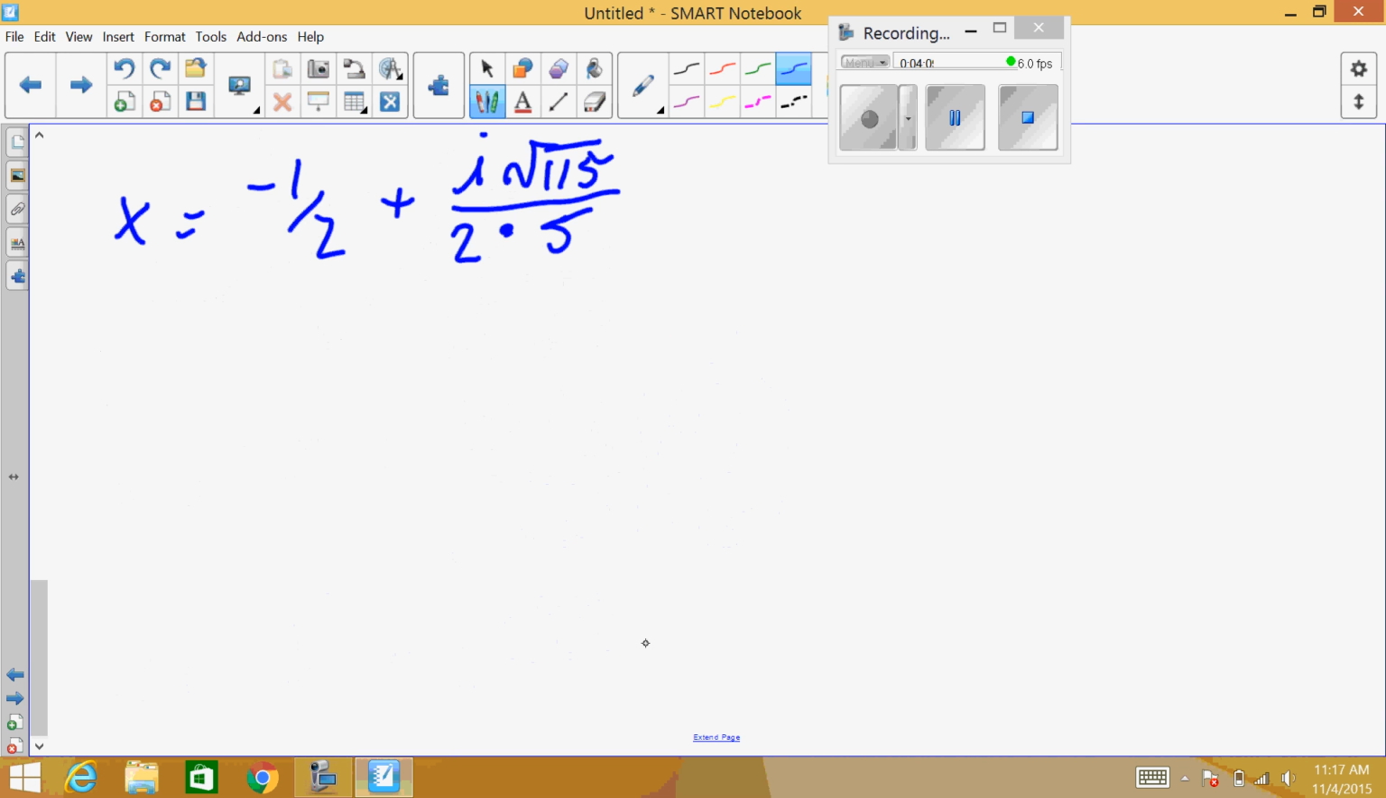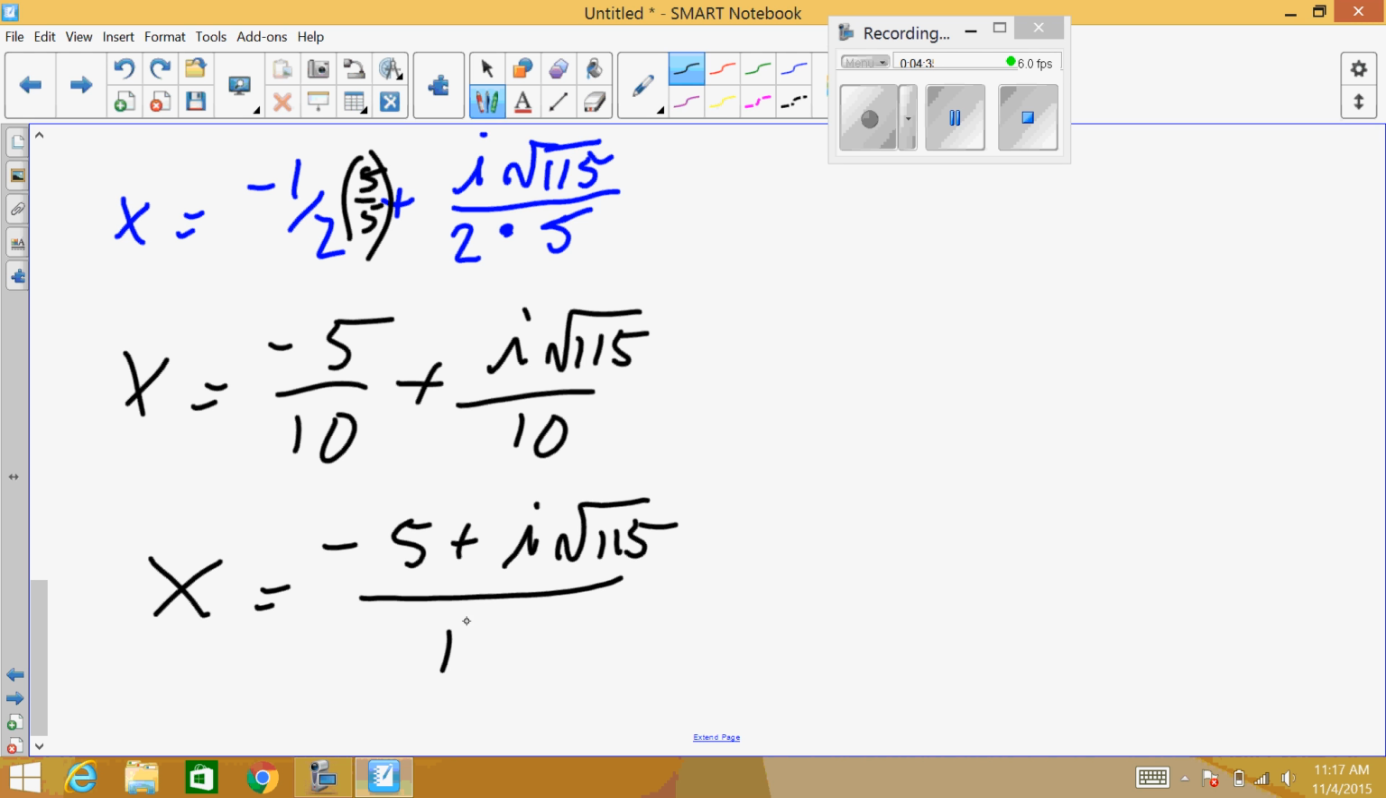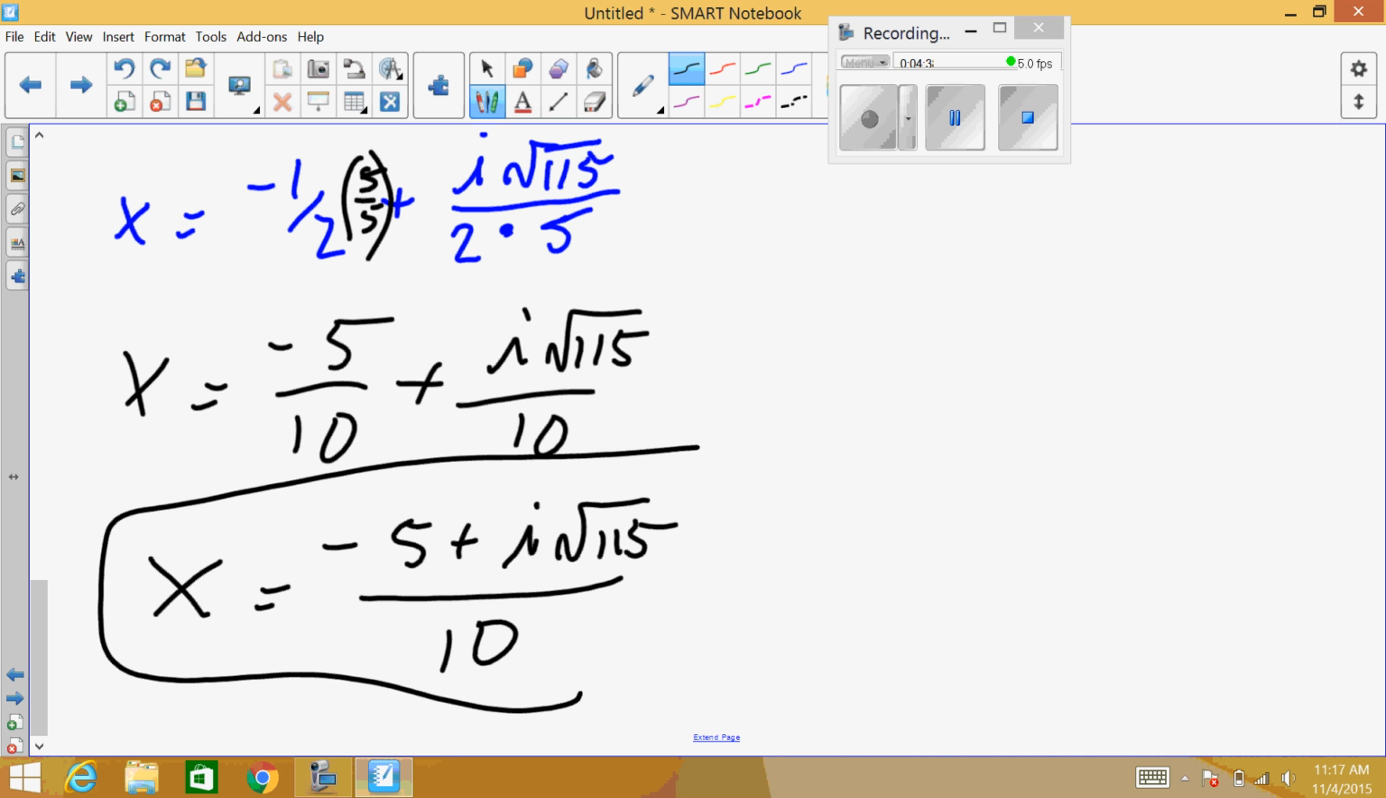Okay, now I've got two fractions. I want to combine them into one fraction. I'm going to multiply to get a common denominator, 5 over 5. x equals negative 5 over 10 plus i square root of 115 over 10. Finally, I can combine those into one big fraction. x equals negative 5 plus i square root of 115 over 10. There's one of my solutions. A little bit messy, but we got it. There's an imaginary solution to my equation.